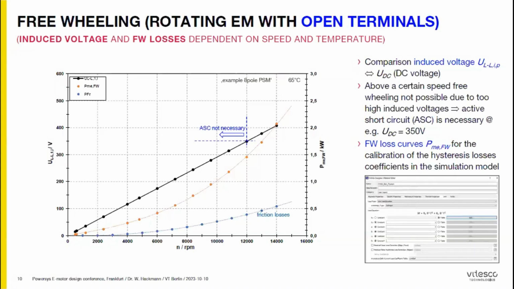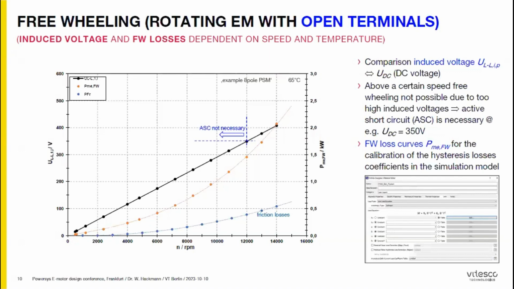Normally, the line-to-line voltage peak is the value used because this can directly be compared to the DC voltage level. And this is normally compared to the planned DC voltage level. If these induced voltages are below this, an active short circuit is not necessary. This is a very important piece of information because an active short circuit is a big topic regarding demagnetization risk, and this has to be checked by such a measurement.